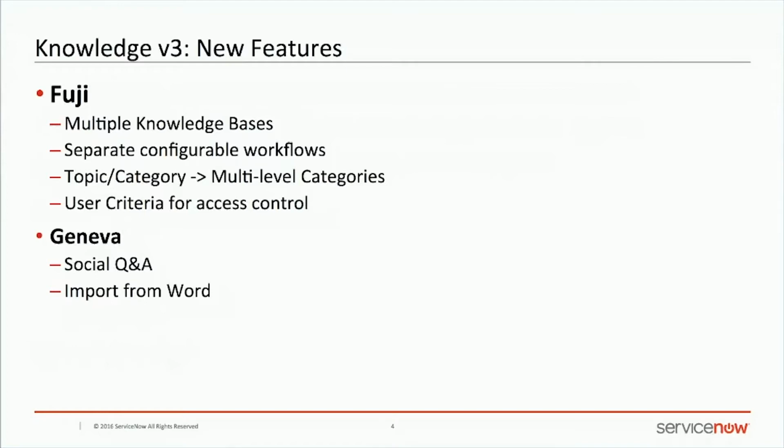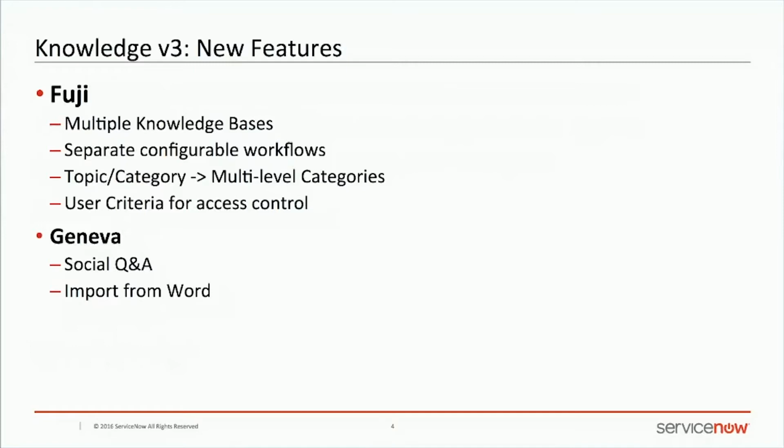Each knowledge base will also have its own set of categories. You may remember prior to Fuji, we supported a two-level classification system, topic and category. Now we have multiple levels of categories, and each knowledge base can have its own set of categories that you can associate content within that knowledge base to.